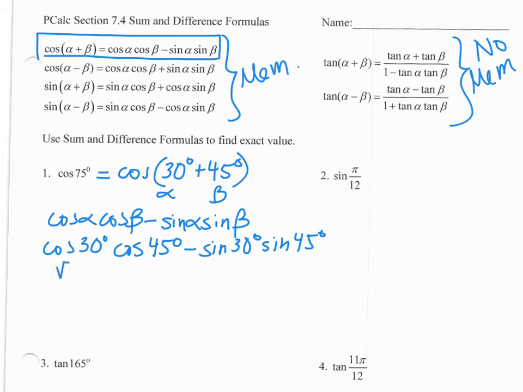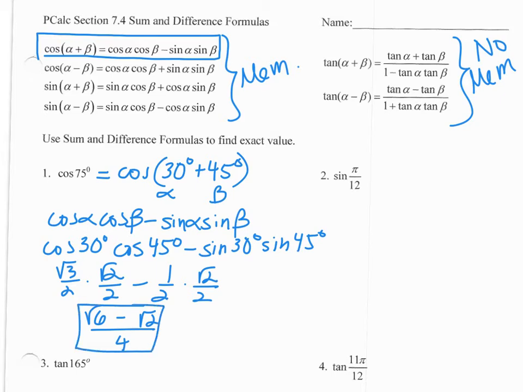Cosine 30 should be root 3 over 2. Cosine 45 is root 2 over 2. Sine 30 is a half. Sine 45 is root 2 over 2. Okay, then if I simplify that a little bit, I get root 6 minus root 2 all over 4.